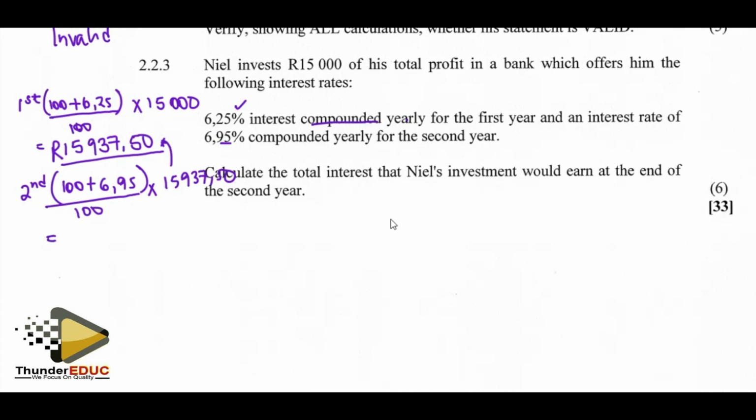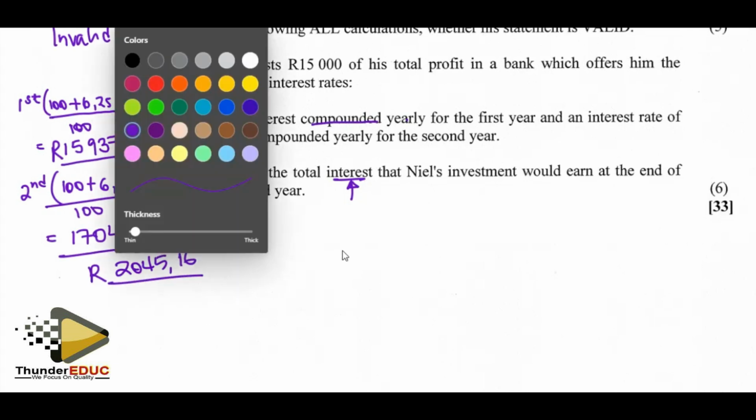So second year, the person gets this much. But this is not the answer. We are looking for the interest, total interest. So the total interest here will be the final money minus the money that was invested, which is 2,045 rand 16 cents.